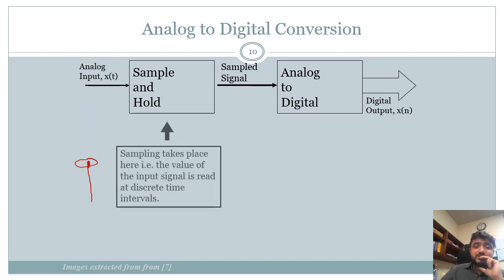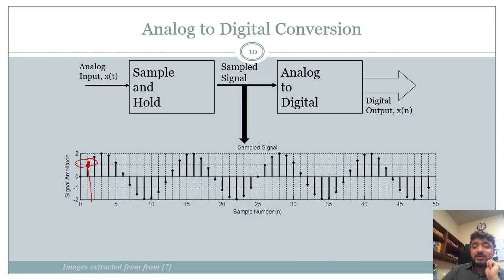All right, so the sampling takes place here, the value of the input signal is read at discrete time values, and next you have this sampled signal. So at each instance of the sample you have a real value. So think of this as an array of real values. In reality, we don't do it like this. In reality, we keep converting. Let's say the first sample, it gets converted, and then it eventually goes through the analog to digital conversion and we get a digital value.